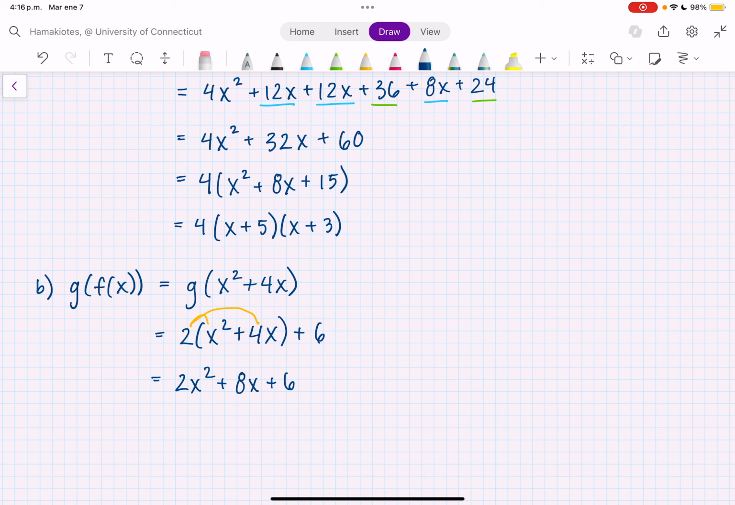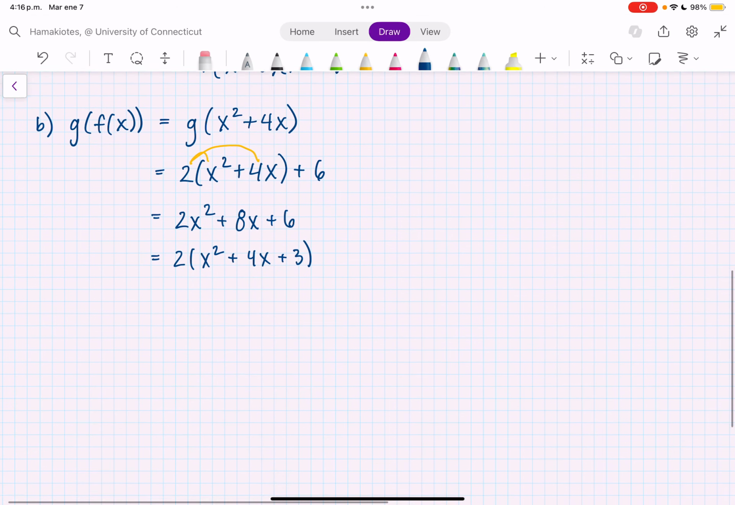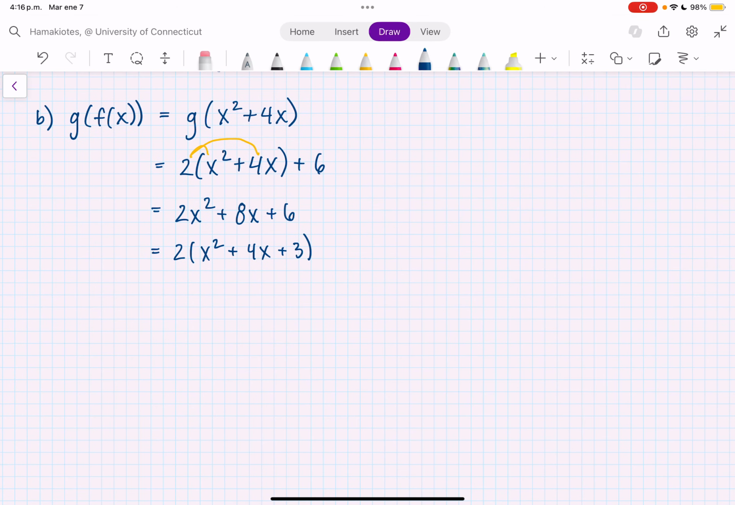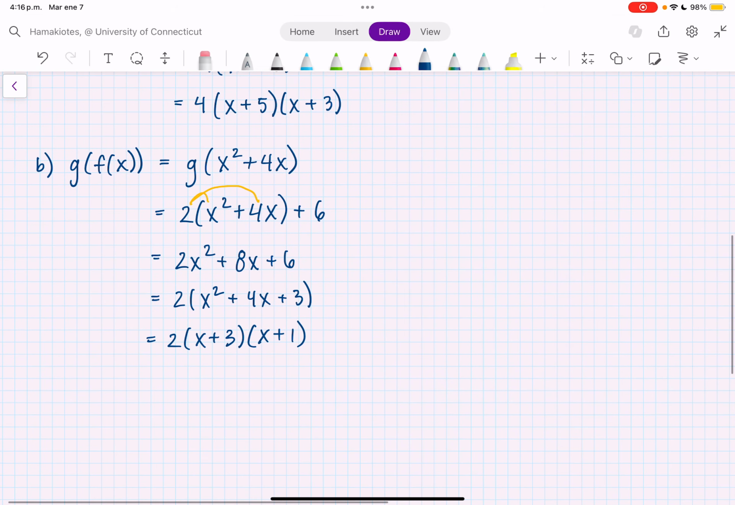And note that we can factor out a 2 from each term, so this becomes 2 times (x squared plus 4x plus 3). And now we can even factor this a bit more. We need two numbers that multiply to 3 and add to 4. So 3 times 1 is 3, and 3 plus 1 is 4. So we can write this as 2 times (x plus 3) times (x plus 1). And notice that this is different than f of g of x.